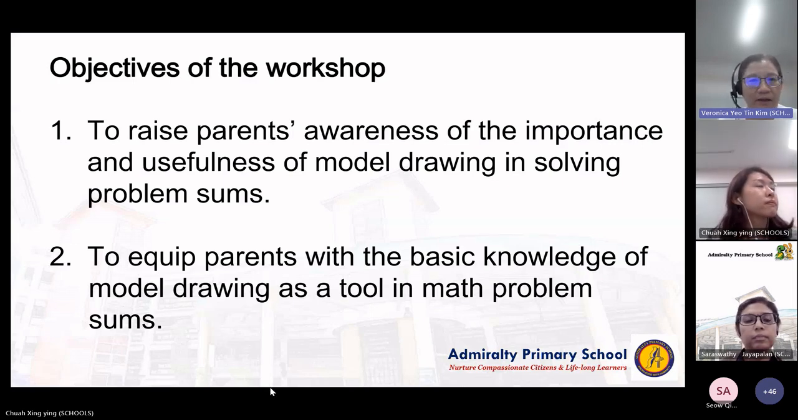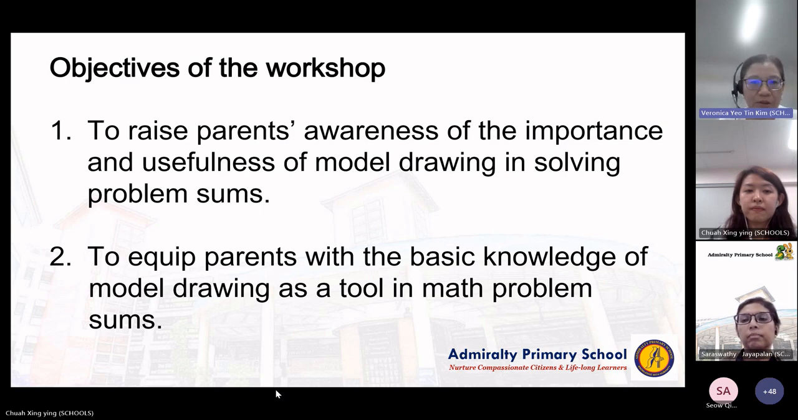I know parents have also asked this question: does it mean that the teachers are not teaching model drawing in the class? And the answer is no. In fact, model drawing as a skill is so important that we are emphasizing it in every problem sums lesson in class. And we will need the parents to partner us on this so that you're aware why we say certain things, why we have certain expectations when it comes to model drawing, why certain things need to be done in a certain way, why the labeling must be there, why we have the start line. These are important criteria when it comes to model drawing.